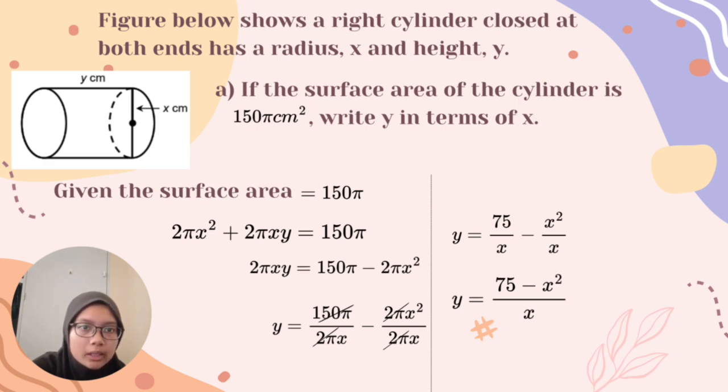And now we have y equal to 150π over 2πx minus 2πx² over 2πx. We can simplify this by canceling out π from the numerator and denominator. Now we have y equal to (75 − x²) over x. So the expression for y in terms of x is y = (75 − x²)/x.